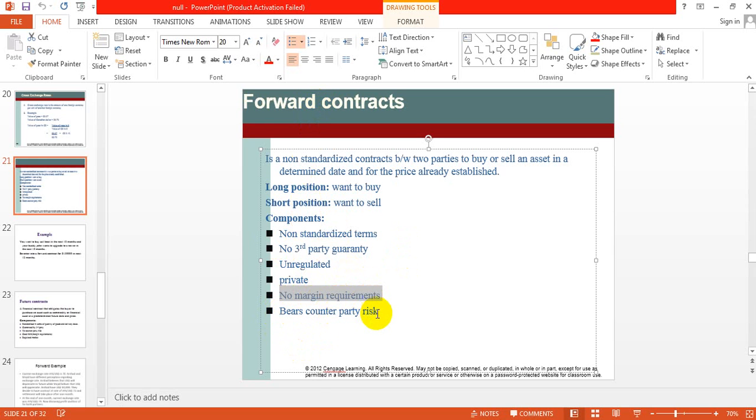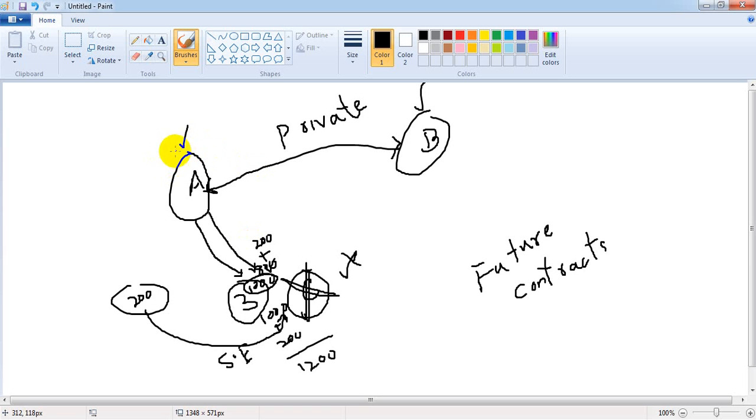It bears counterparty risk. Risk is high. If this party is escaping or that party is escaping, the chance of default is very high. The risk of default of the parties is very high.